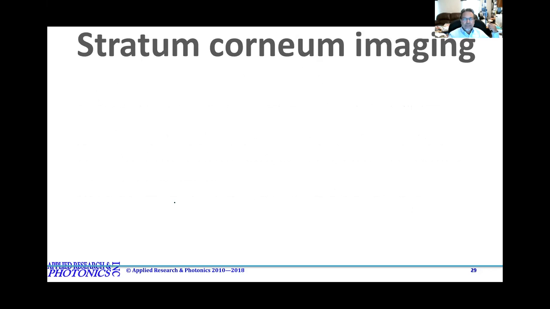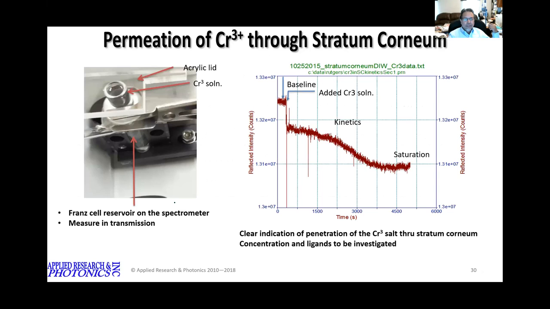So now let me move on to the stratum corneum imaging. This experiment was done.